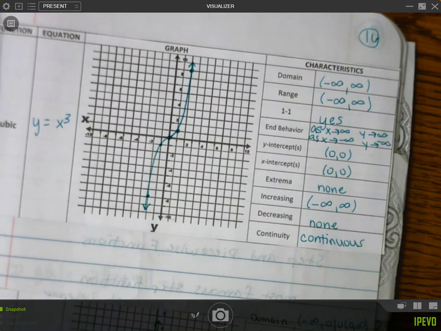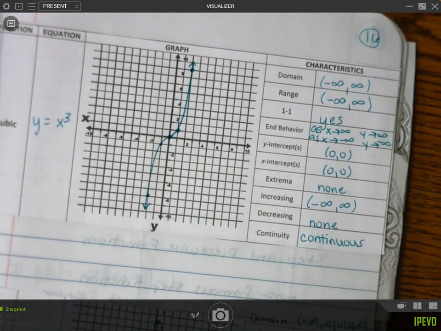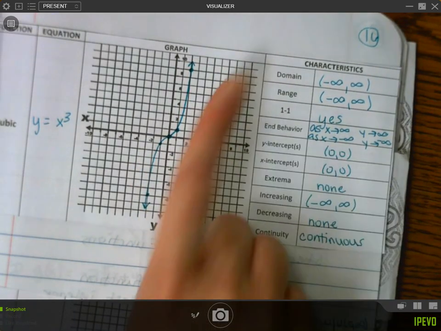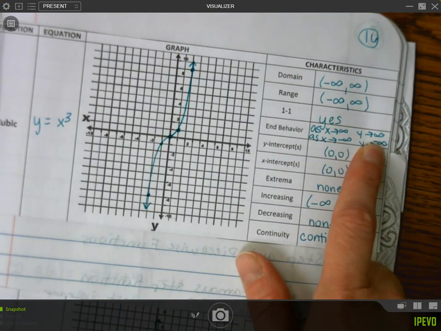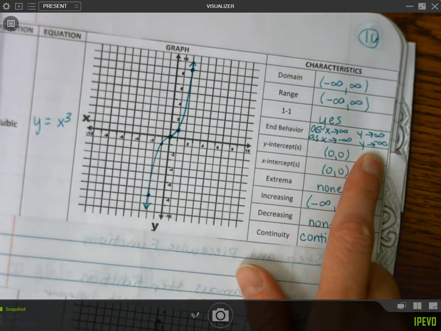It is 1 to 1. It passes the vertical and the horizontal line test. In end behavior, as we move to the right, we go up. As we move to the left, we go down. So as x approaches infinity, y approaches infinity. And as x approaches negative infinity, y approaches negative infinity.